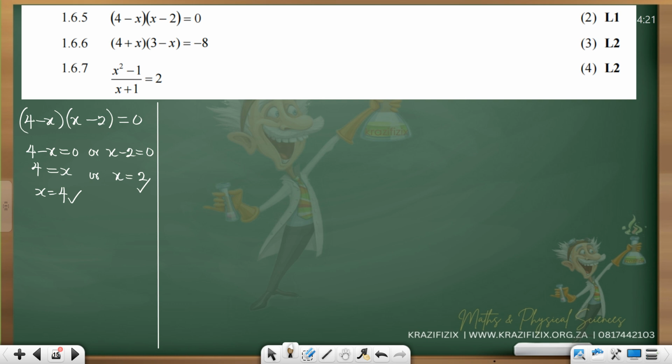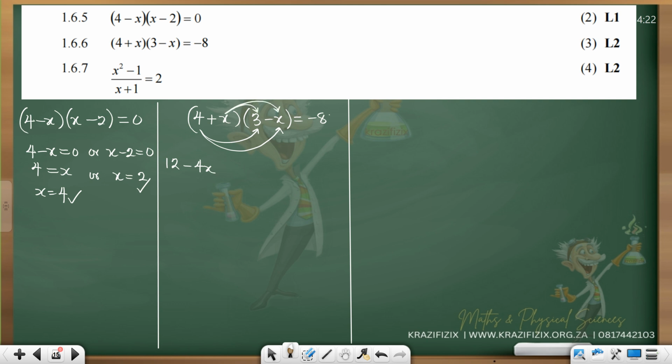Okay, what about this one? 4 plus x, 3. Okay, this one is going to require a bit of work. Why? The right hand side is not 0. I need to FOIL. So let's FOIL together. This would multiply that, then that would multiply that. 4 times 3 would give us what? 12 minus 4x. Then that would multiply that, and that would multiply that. Plus 3x minus x squared.